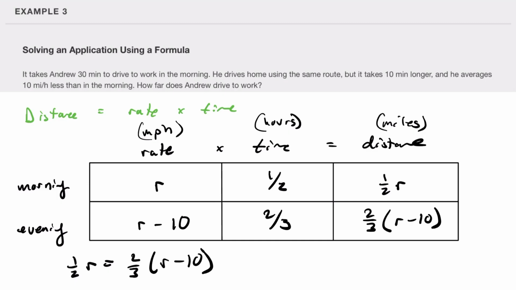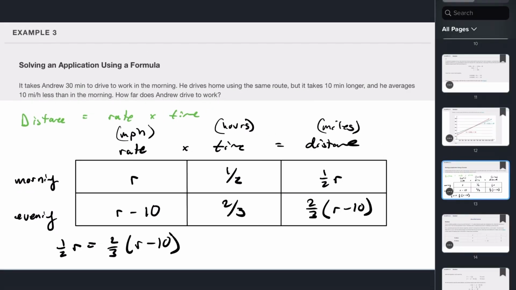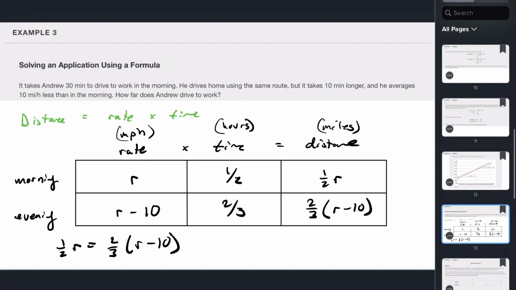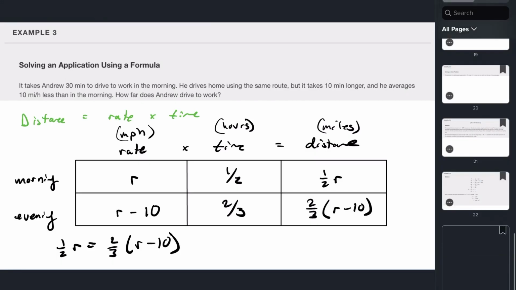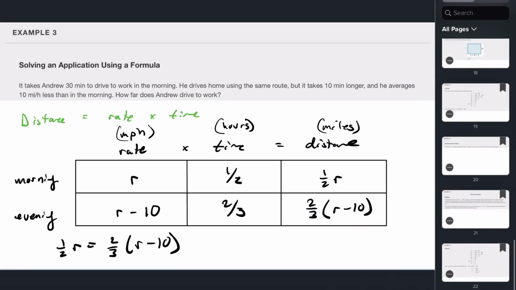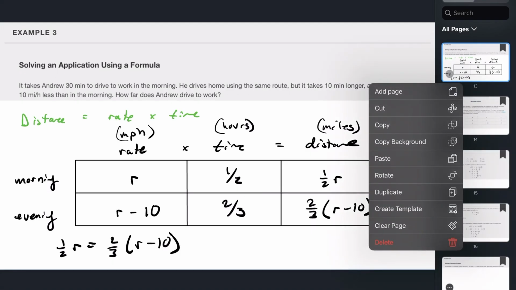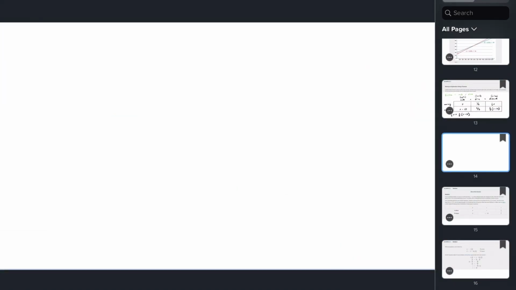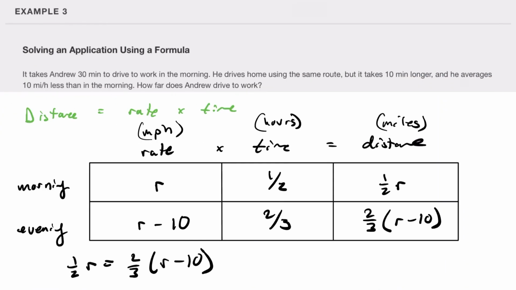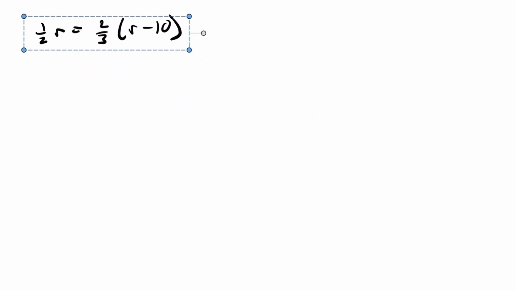To get rid of the fractions, let me give myself some space first. I should have a blank. This is slide 13. Copy and paste. Nice. Okay. And let me get a copy of this and paste. Okay. So we're gonna work on this guy.